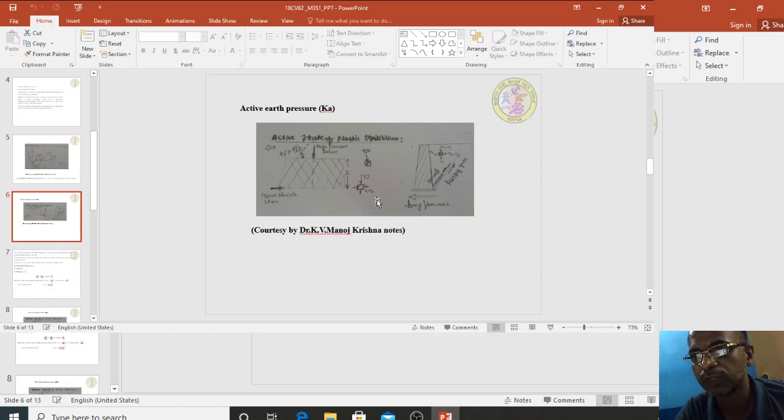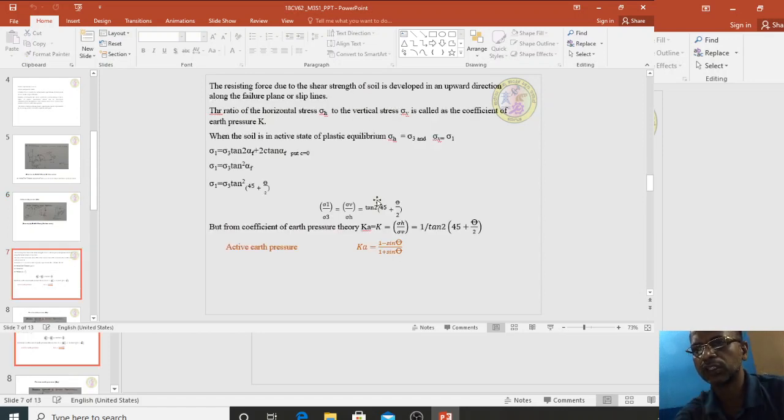Now the resisting force due to the shear strength of the soil is developed in the upward direction along the failure plane. The ratio of horizontal stress, sigma h, to the vertical stress, sigma v, is called the coefficient of earth pressure K. When the soil is in the active state of equilibrium, sigma h, the horizontal stress, is equal to sigma 3, the minor principal stress, and sigma v, the vertical stress, is equal to the major principal stress.